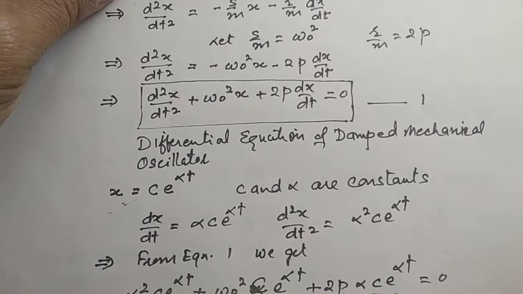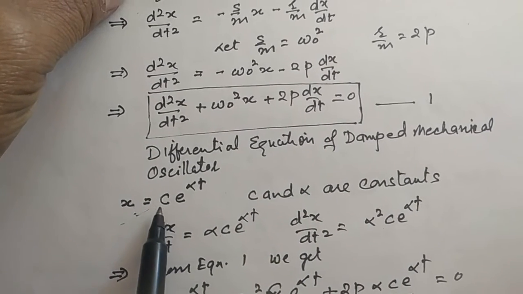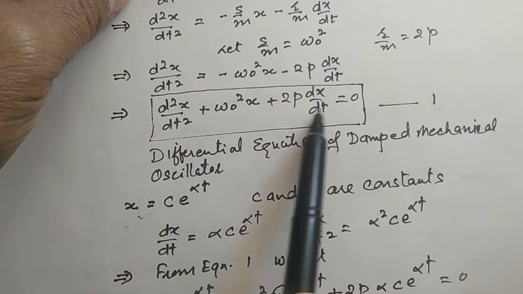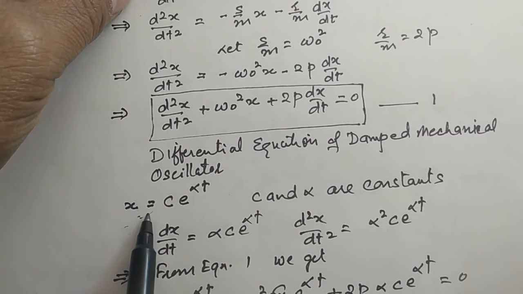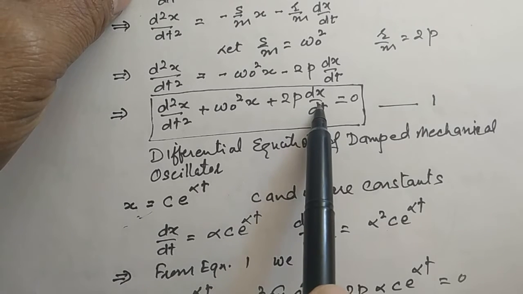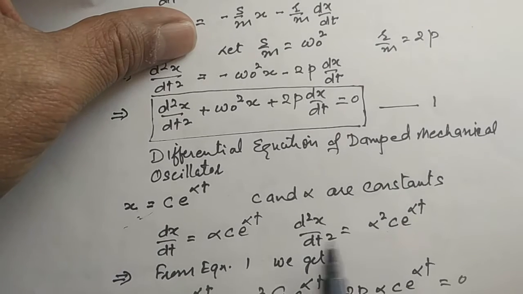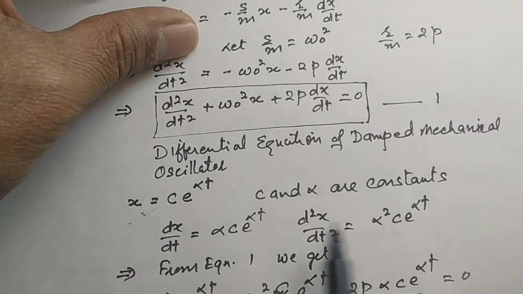Then we can write, now we have to put the value of x because it is a solution. Solution means this expression will satisfy this differential equation, and here we have to put the double differentiation of this x, and here the single differentiation of x. Therefore, the first differentiation we can find like this, and the second differentiation like this.